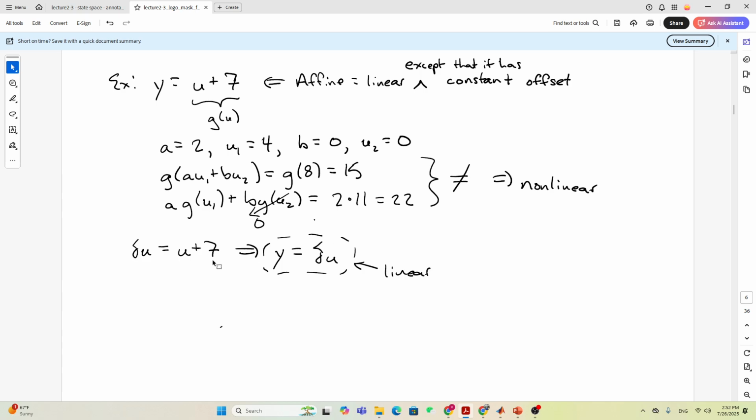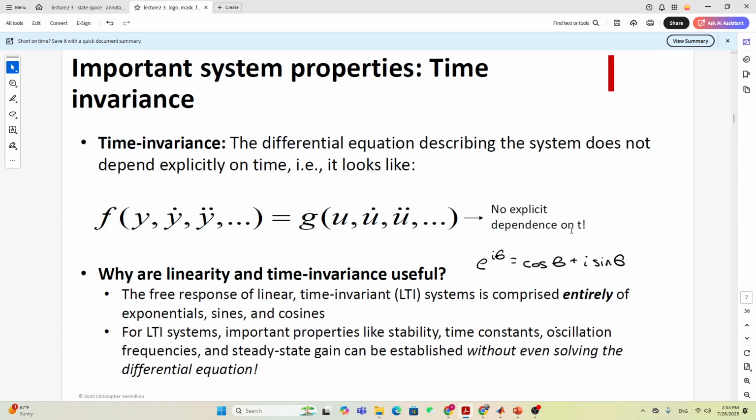Well, if you really want to make a different representation, consider this as a linear system. You might write u plus 7 as delta u, and then y equals delta u becomes a linear system. So there will be a lot of different tricks that you can use to convert a nonlinear system into a linear system, right?